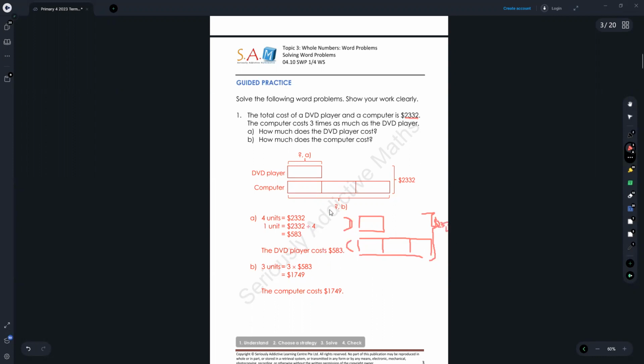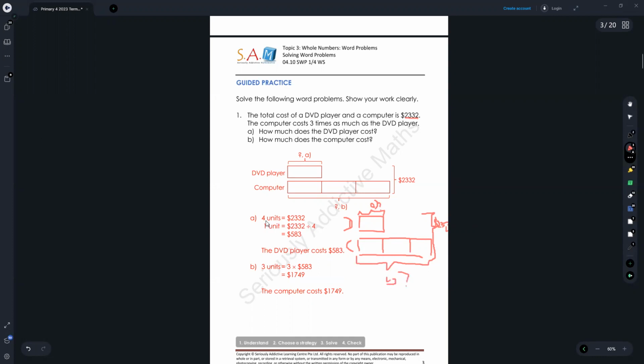And then after that, they can do the equation. Right, the question is about the question mark. How much the DVD player costs? So that is question A. Label it for them. Question A, the question mark. And then how much does the computer cost? That's B, question mark.